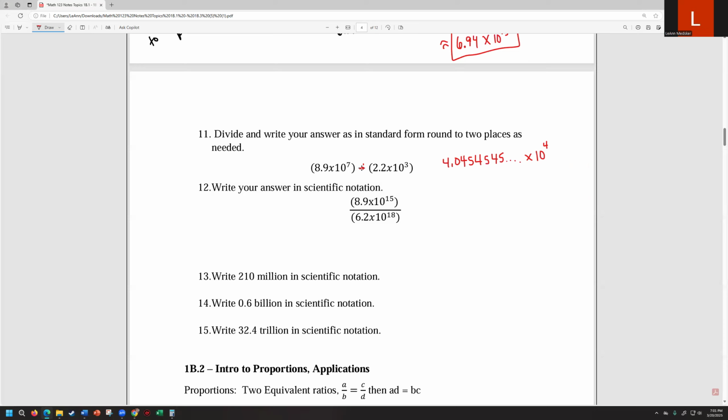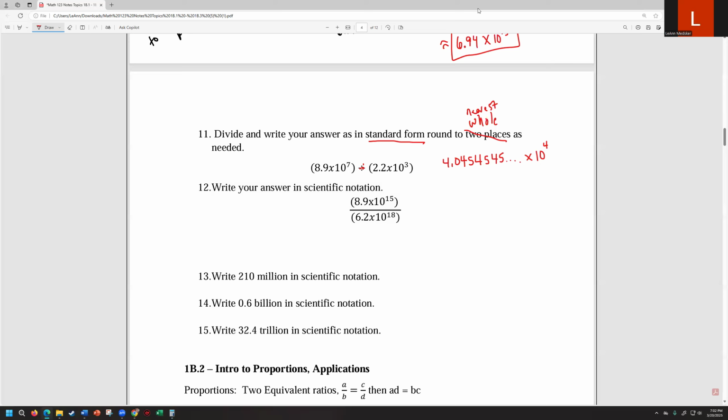That doesn't make sense. I think maybe I copied the instructions from the wrong one because this wants our final answer in standard form. So I believe this is supposed to be round to the nearest whole. So I think I just miscopied the directions. So we're going to fix that. The reason I say to the nearest whole is because if this is supposed to go in standard form, we're supposed to be getting it out of the times 10 to the fourth. We're supposed to actually turn it into a real number.